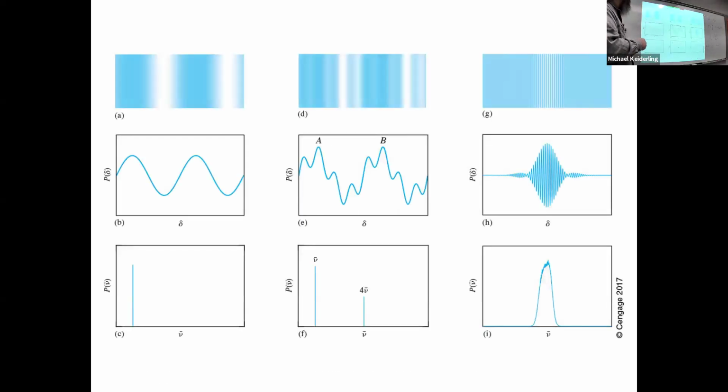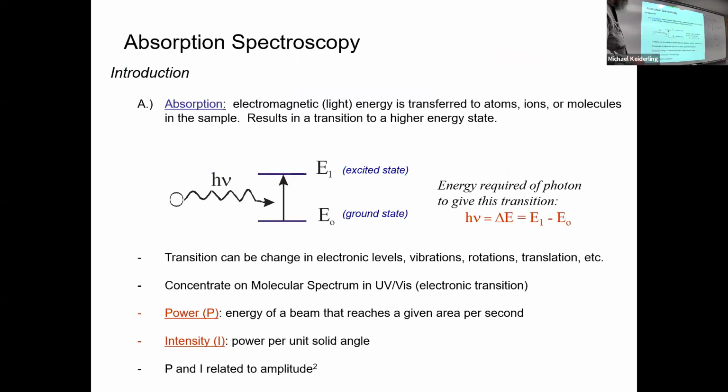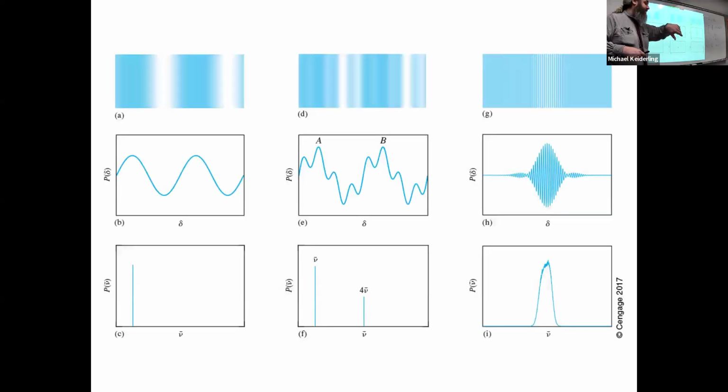So the idea is that you have something like this that corresponds to one wavelength. This corresponds to a couple wavelengths. This is something more like you actually see, and that corresponds to a distribution of wavelengths. And that's the end of chapter 7. So I'm going to end it here.